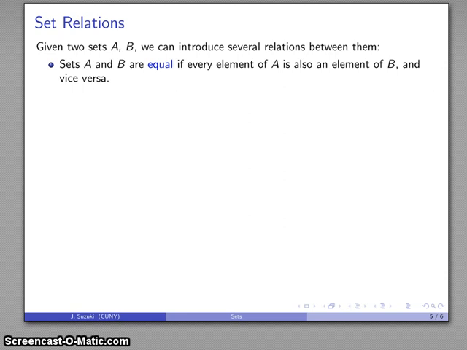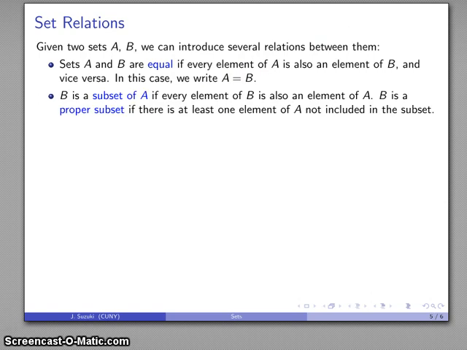First off, two sets are equal if every element of the one set is also an element of the other set, and importantly, vice versa. Every element of B has to also be an element of A. And if that happens, we write A, use this sign, equals B.